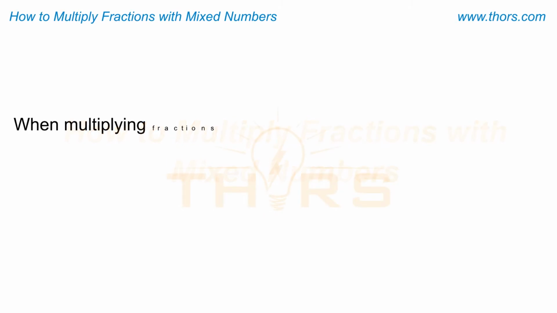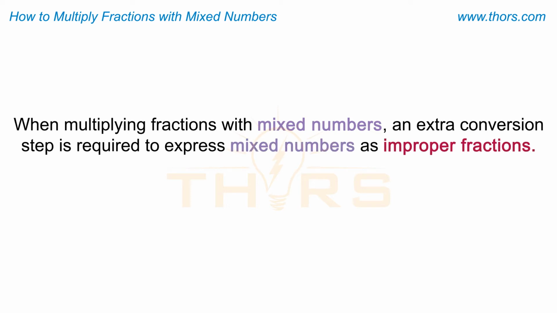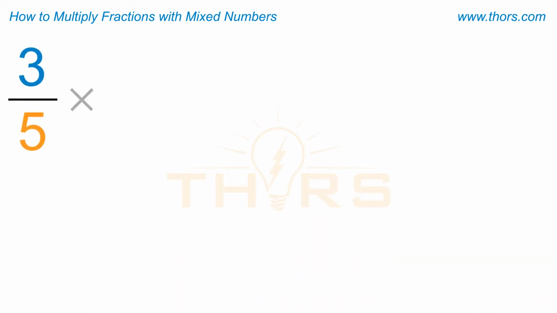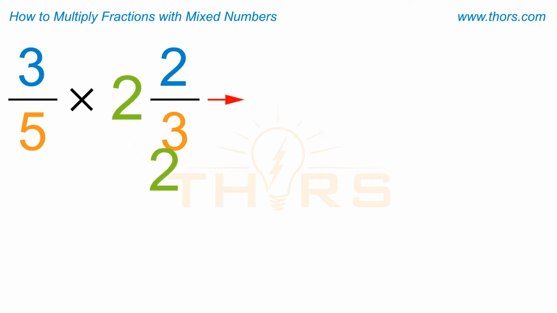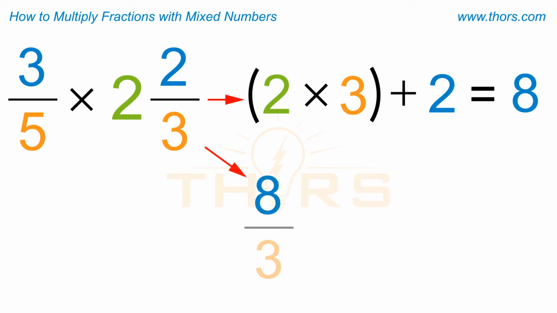When multiplying fractions with mixed numbers, an extra conversion step is required to express mixed numbers as improper fractions. For example, to multiply the fraction 3/5 by 2 2/3, first convert the mixed number into an improper fraction. The mixed number is converted to an improper fraction of 8/3.